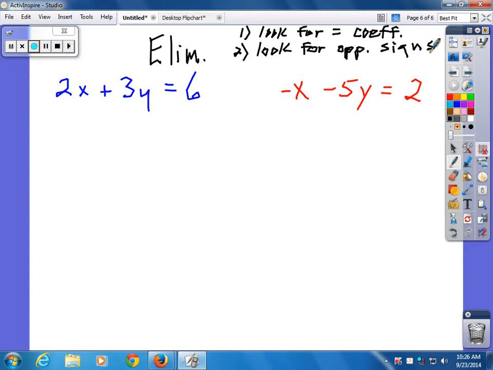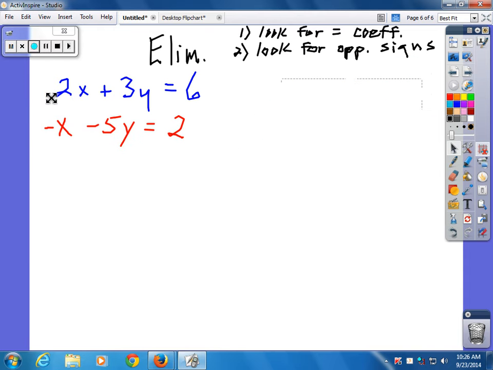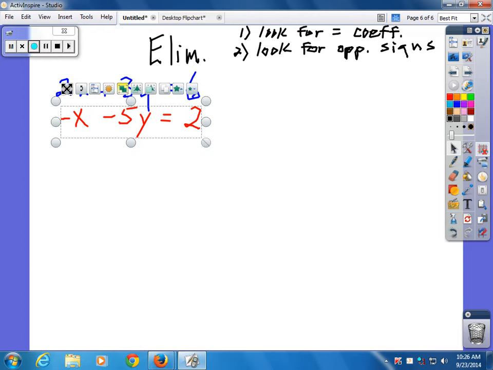Now, what you need to do right now is put these 2 over each other. Whenever you do elimination, this is your first thing you do. Take this guy and you put him right under this guy. Doesn't matter which one goes where. It doesn't matter.